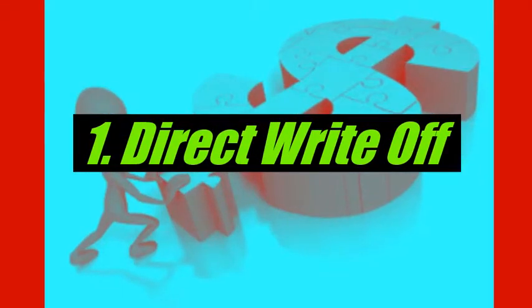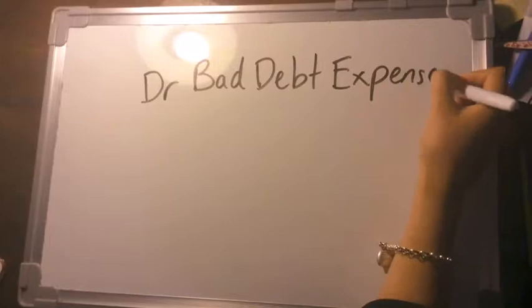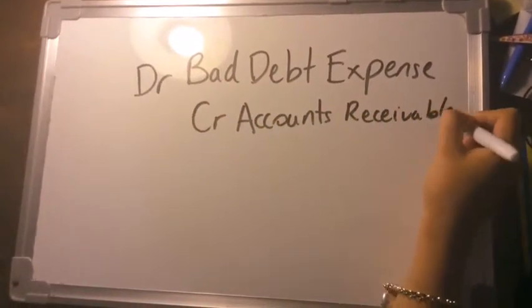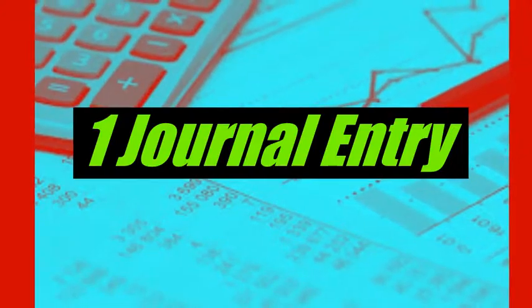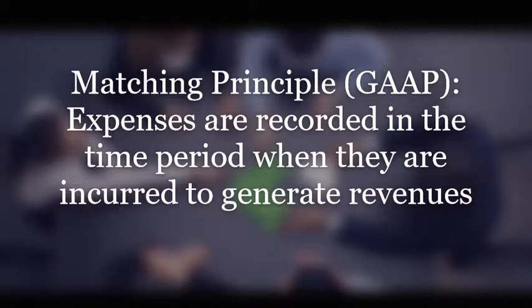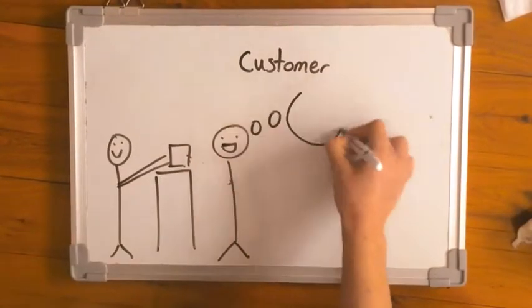The first method is by direct write-off. This method basically just writes off the uncollectible when the company decides they're not going to get the money. It's very easy and only requires one journal entry, but it violates the matching principle. This principle states that the expense has to be recorded when it's incurred, but when the sales are made on credit, you don't know that it's going to become an expense.